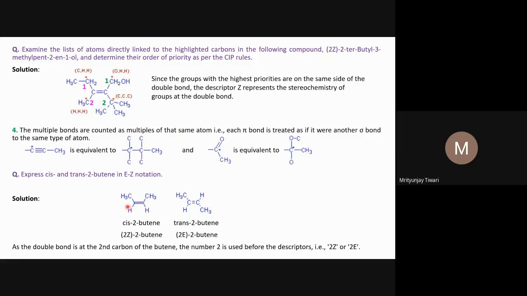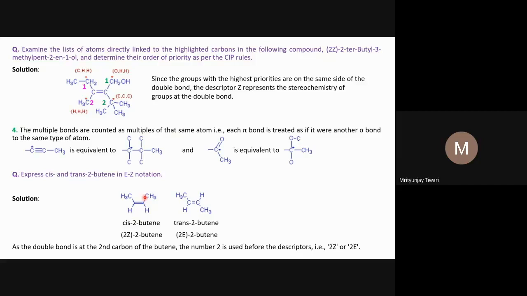So now let's see, this is cis 2-butene and this is trans 2-butene, the structures that you already know. Now the priority will be given to this atom. This is carbon, this is hydrogen. So this one will get first priority, this will get second. And here also this one will get first and this one will get second. Higher priority, lower priority, higher priority, lower priority. And the higher priority groups are on the same side of the double bond. So this is the Z notation. So this will be the Z form.